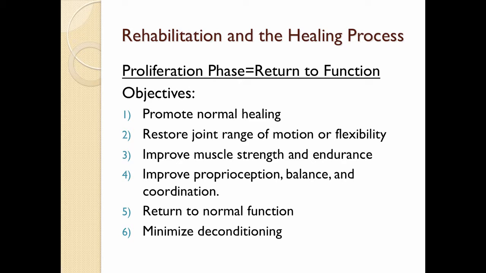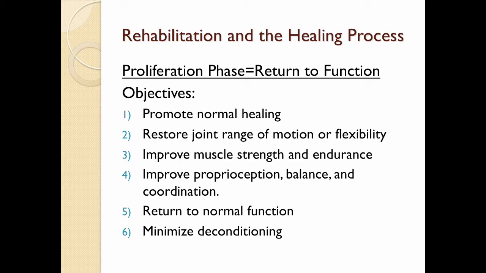Then our objectives in the proliferation phase, which is a return to function phase. So now these people are able to do a little bit more. They're less restrictive, less painful. And so at this point, we still want to promote normal healing. We want to restore range of motion or flexibility. We want to improve muscle strength and endurance. We want to improve proprioception, balance, and coordination. We try to return them to normal function during this time, and we want to minimize their deconditioning.